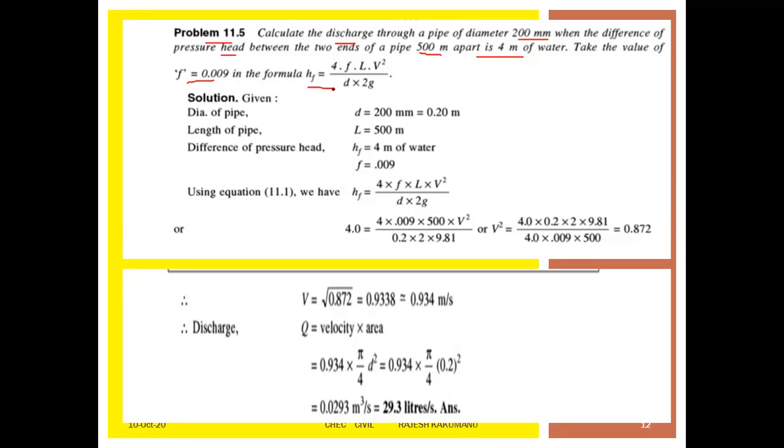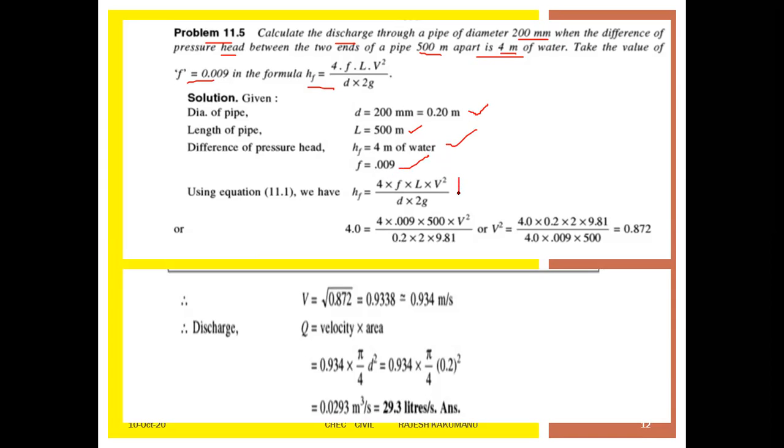Then what is the thing you have to find? You have to find the Q, and find the head loss formula, head loss value. Then what is the given diameter? The diameter of the pipe D is equal to 200 mm, that is 0.2 meter. The length of the pipe is 500. Then what is the difference in the pressure head? 4 meters. Difference in the pressure head is HF is equal to 4 meters of water. Then what is the F value? 0.009, coefficient of friction. And what is the thing you have to find? You have to find the Q, right?